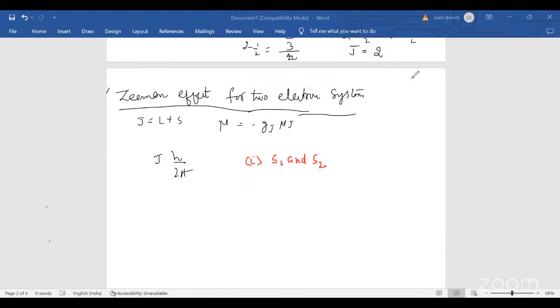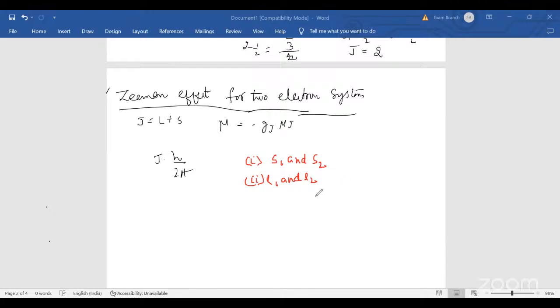Similarly, S1 and S2 are nothing but spin. Similarly, we have L1 and L2. This L1, L2 precess rapidly around the resultant L. Again, they revolve around L.